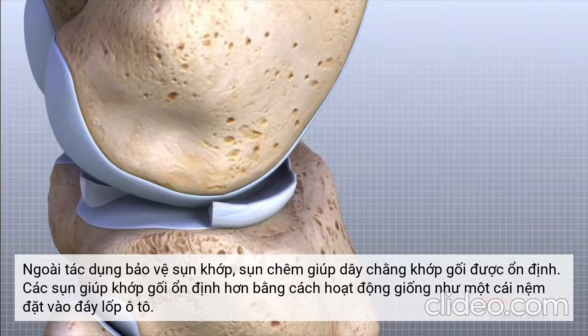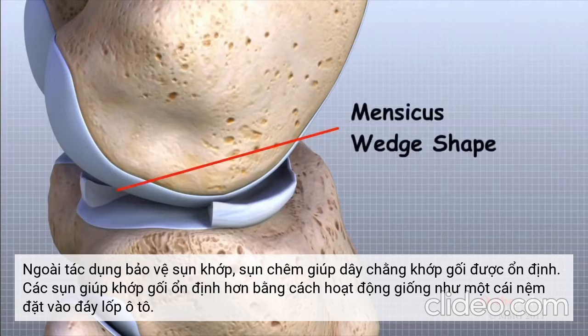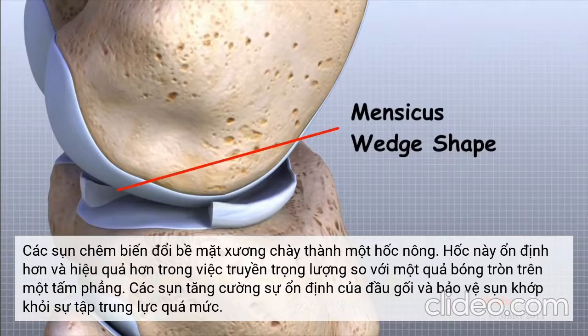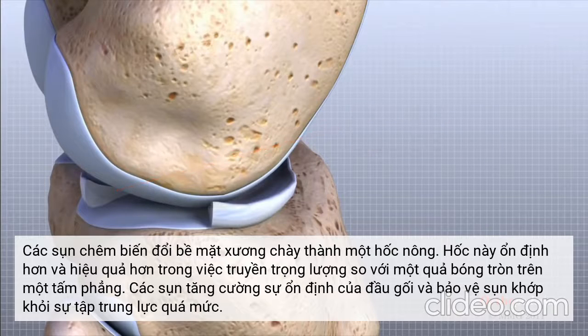The menisci make the knee joint more stable by acting like a wedge set against the bottom of a car tire. The menisci are thicker around the outside, and this thickness helps keep the round femur from rolling on the flat tibia. The menisci convert the tibial surface into a shallow socket. The socket is more stable and more efficient at transmitting the weight from the upper body than a round ball on a flat plate. The menisci enhance the stability of the knee and protect the articular cartilage from excessive concentration of force.